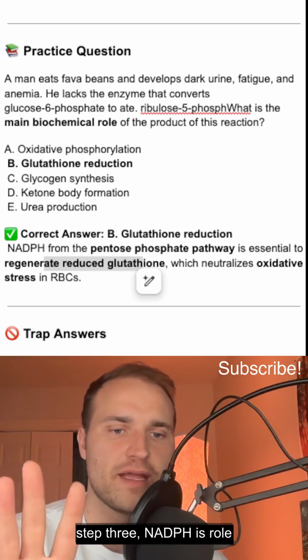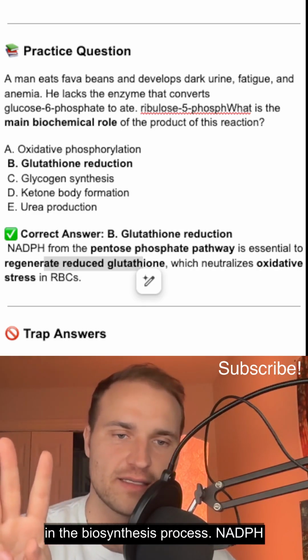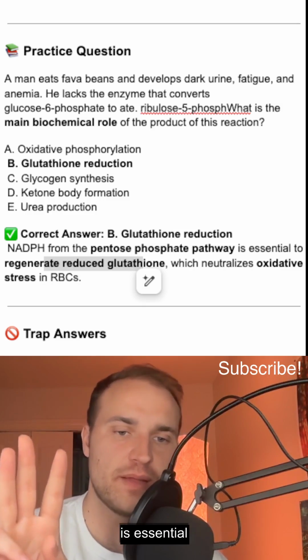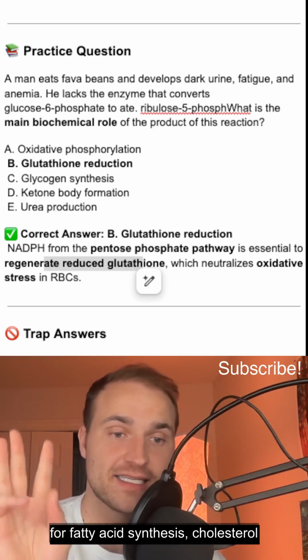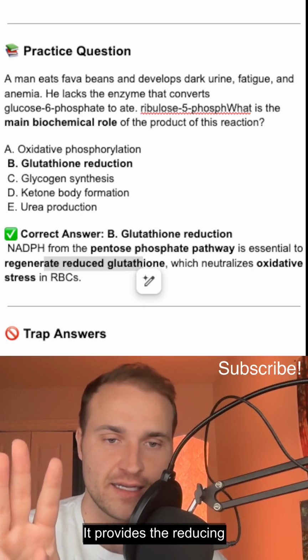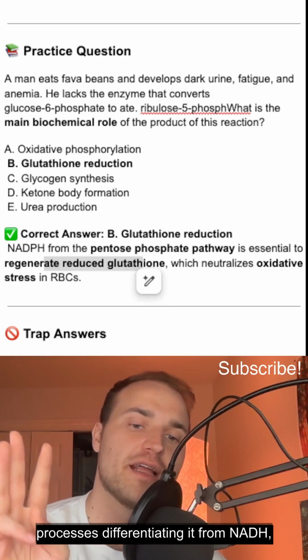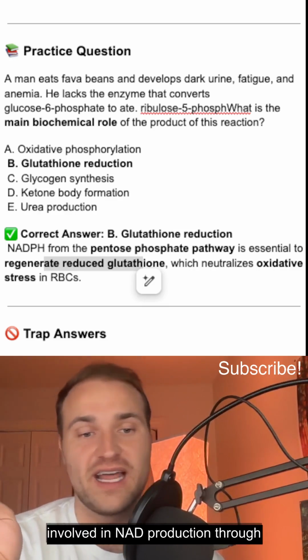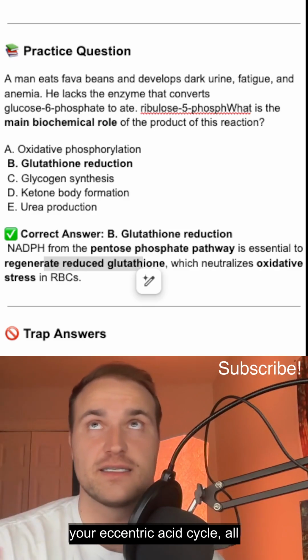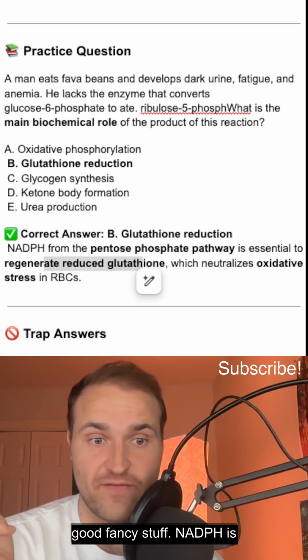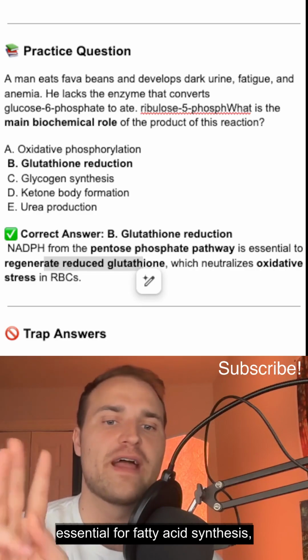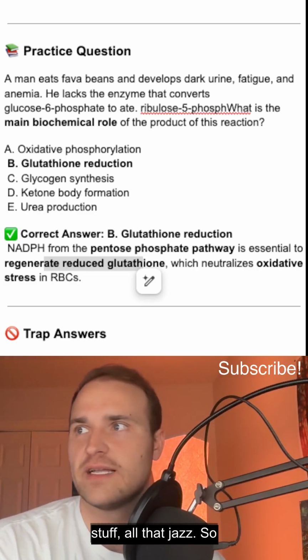So step 3, NADPH's role in the biosynthesis process. NADPH produced in the PPP is essential for fatty acid synthesis, cholesterol synthesis, and steroid synthesis, right? It provides the reducing equivalents needed for those anabolic processes, differentiating it from NADH, which is primarily involved in energy production through your ATP synthesis, your citric acid cycle, all that good fancy stuff. NADPH is essential for fatty acid synthesis, cholesterol synthesis, and all that stuff.